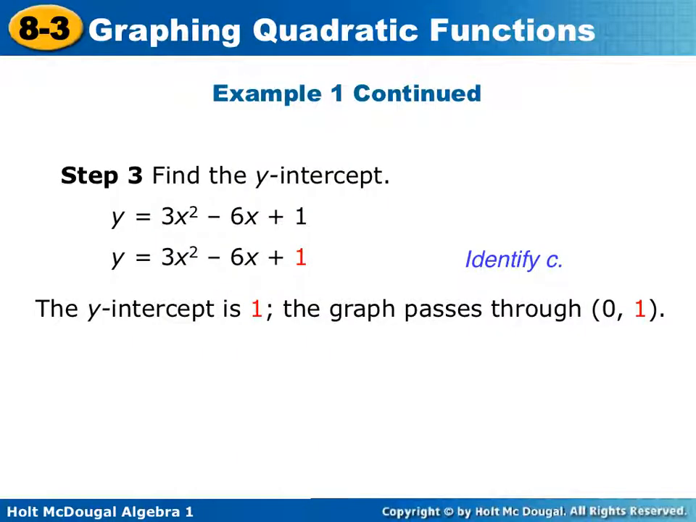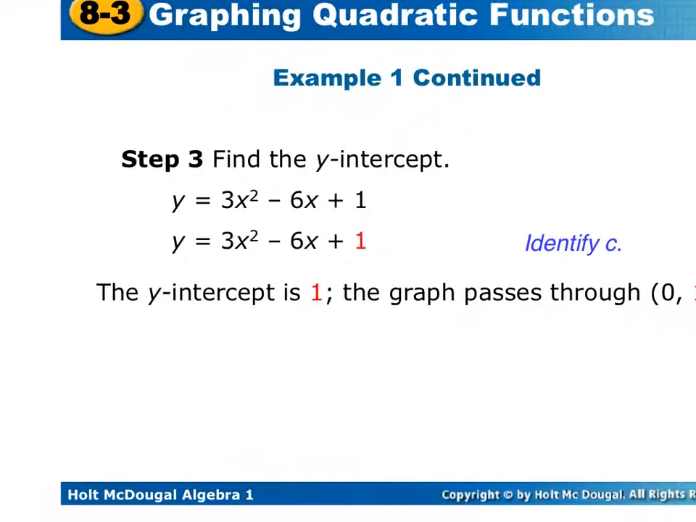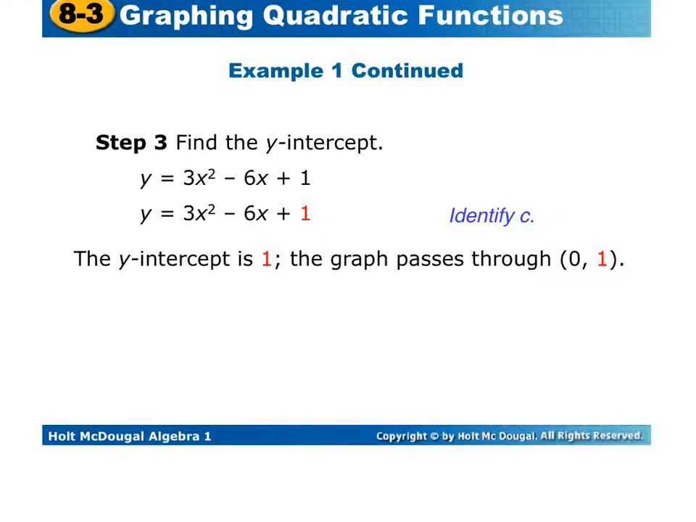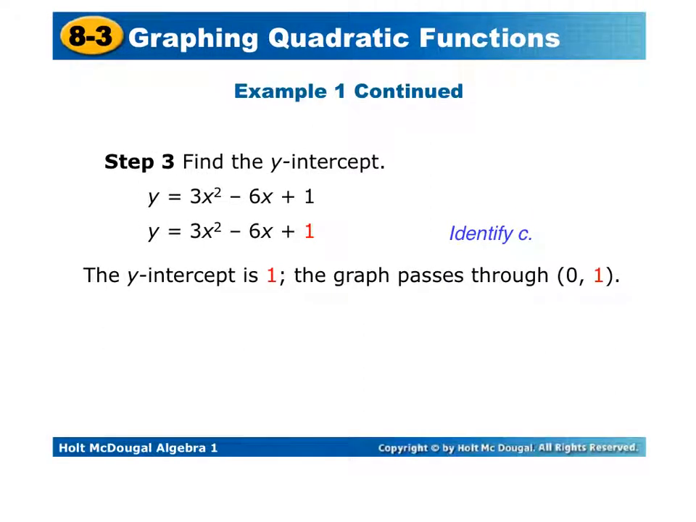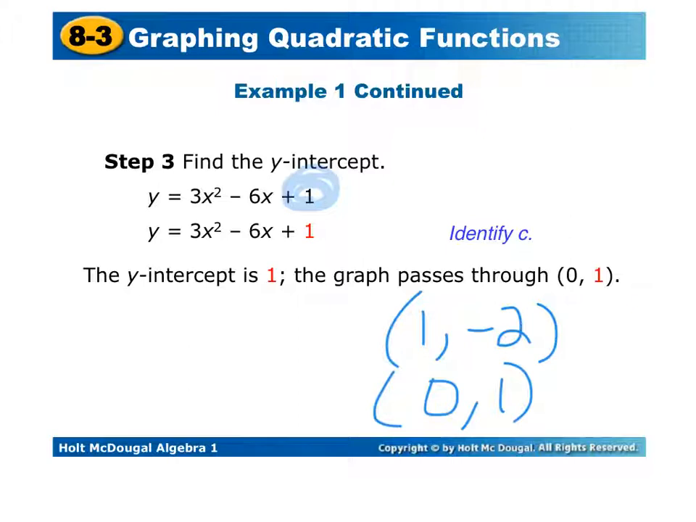The second point we're going to look for is the y-intercept. So far we've got 1 point to start making our graph, and it's the vertex. Step number 2 is to find the y-intercept. What did I tell you the y-intercept was? It's the c, so it's this last number. So the y-intercept is 1. Everybody see that? So now I have 2 points: my vertex and my y-intercept. Now I'm getting points without making a whole table.